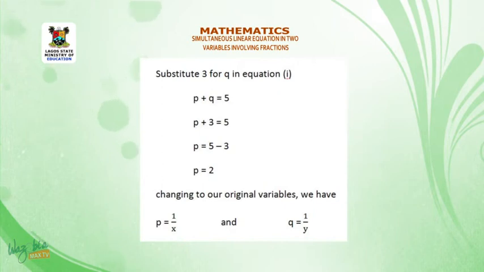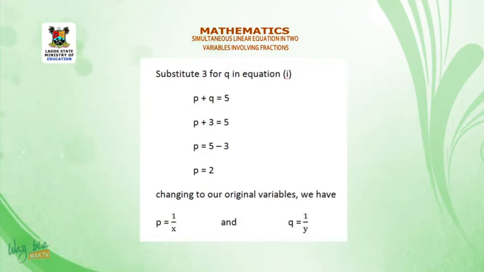Substitute 3 for Q in equation 1. P plus Q is equal to 5. P plus 3 is equal to 5. P is equal to 5 minus 3. P is equal to 2.